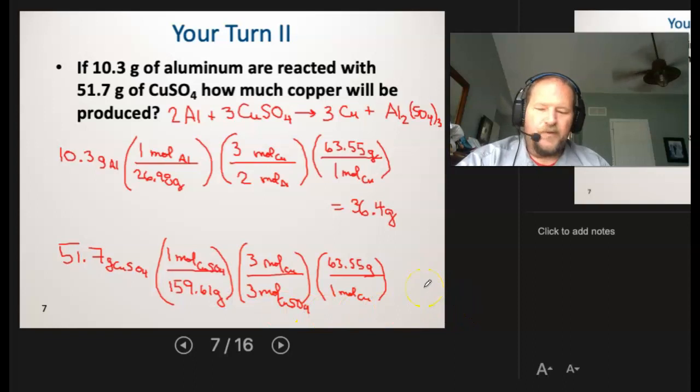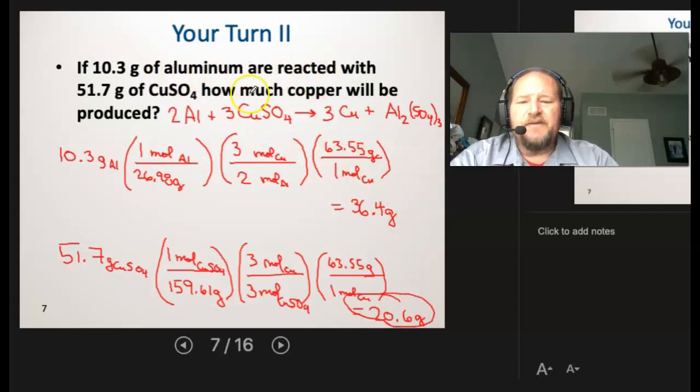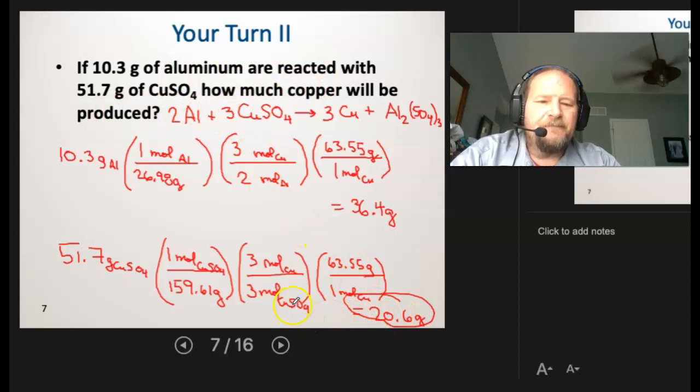All right, so now we're ready to run this through. We're going to do 51.7 divided by 159.61 times 3 divided by 3 times 63.55. And according to this equation, we're going to make 20.6 grams. And so again, this would be our final answer. So if this much aluminum reacted with this much copper sulfate, we would make 20.6 grams of copper.